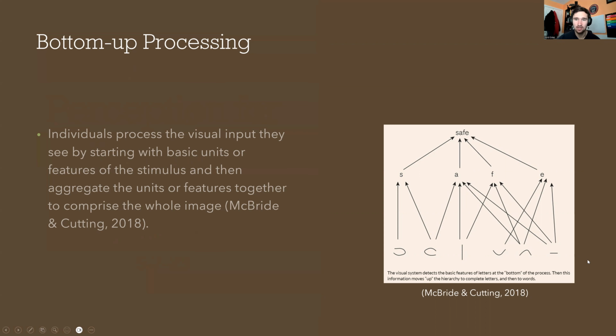If you look to the right here, at the bottom we have some squiggly lines, straight lines that are all just basic shapes. Then if you move up, they form individual letters. And then if you move up another level, it all forms the word safe. That's how we are processing, especially when we're learning different symbols, such as the written English language. We're looking at the basic shape of the letter, to form the letter and then combining those letters together to form the word, in this example, safe.